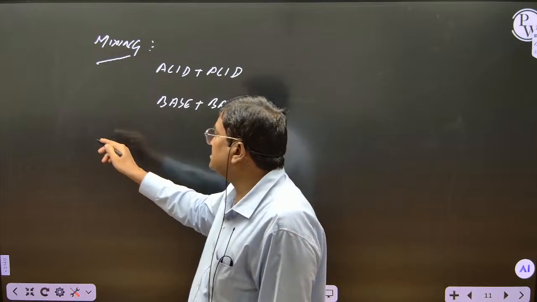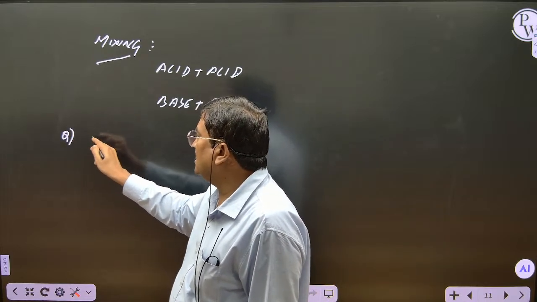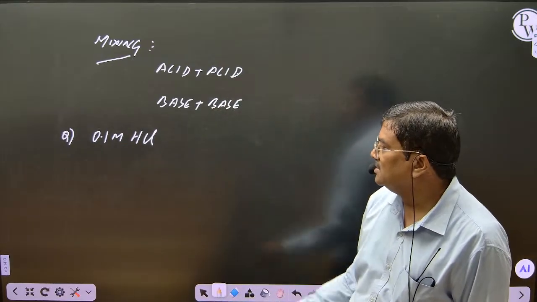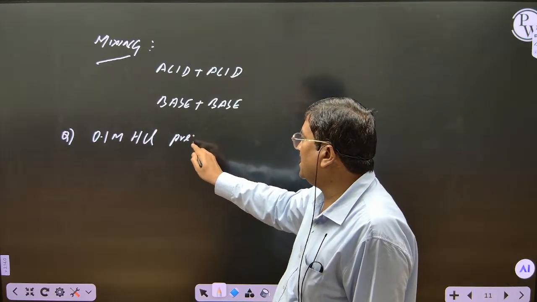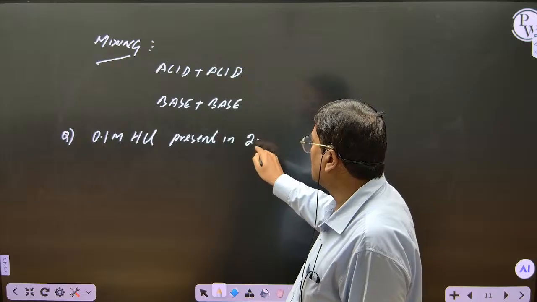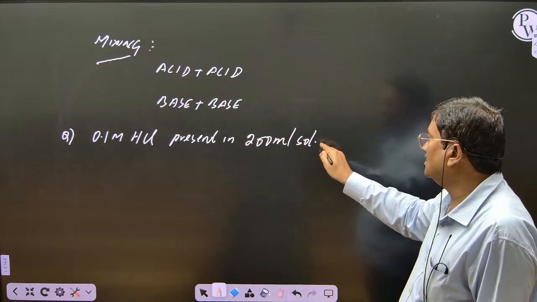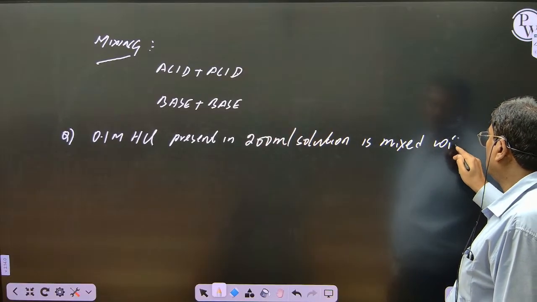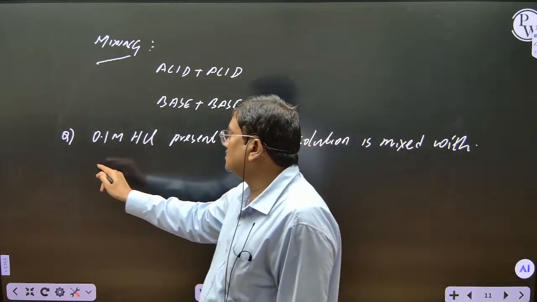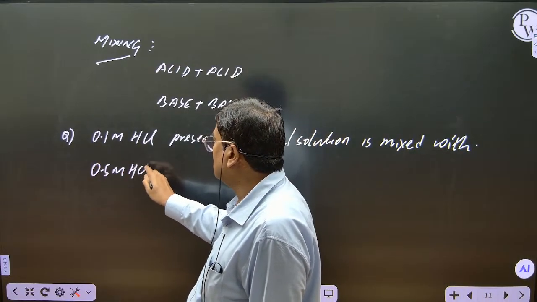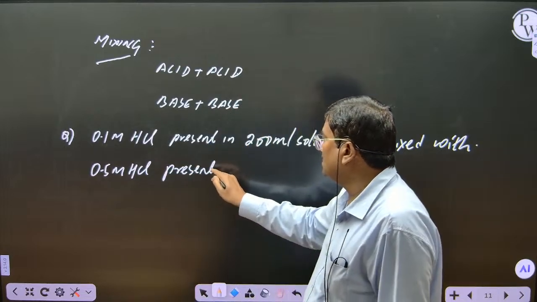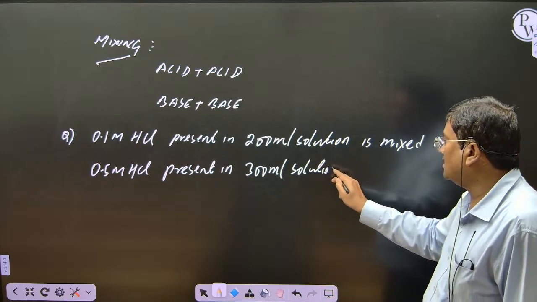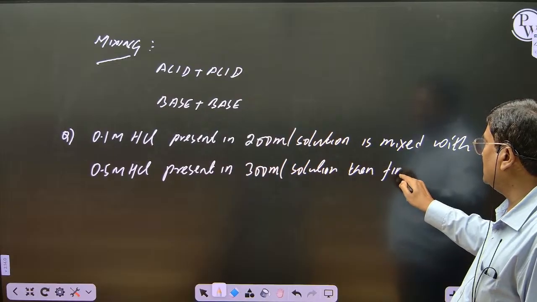So write one question. Suppose a 0.1 molar HCl, that is decimolar HCl, present in 200 ml solution, is mixed with 0.5 molar, that is semimolar HCl, present in 300 ml solution. Then find its resultant molarity.